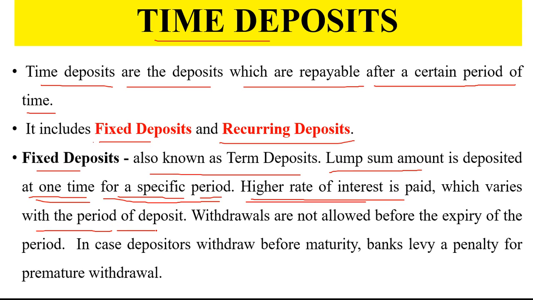For example, if you keep the deposit for 5 years, the rate of interest will depend on the number of years, that is 5 years. If you are keeping it for 10 years, then the rate of interest will increase, and this rate of interest is paid by the bank to the customer.